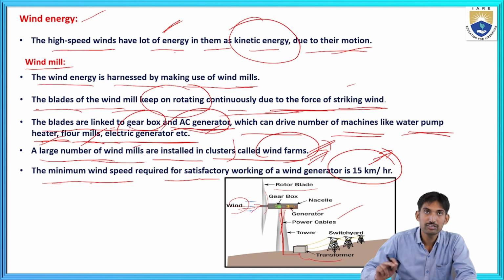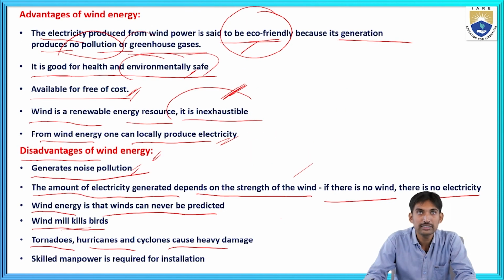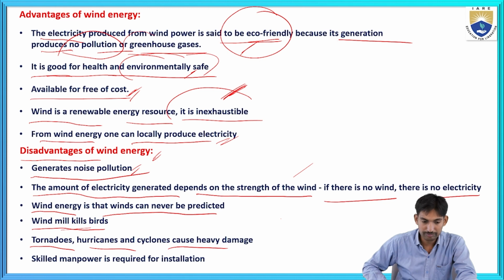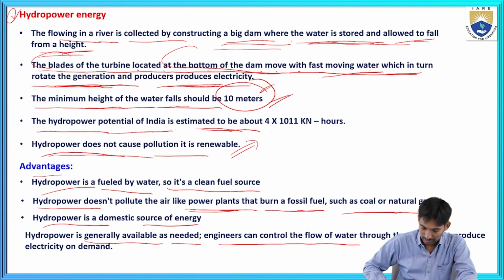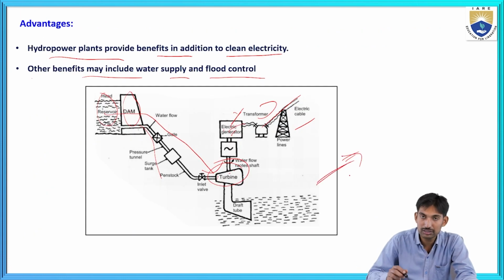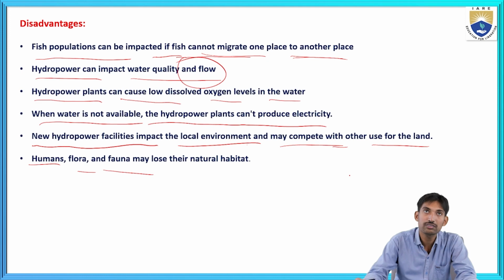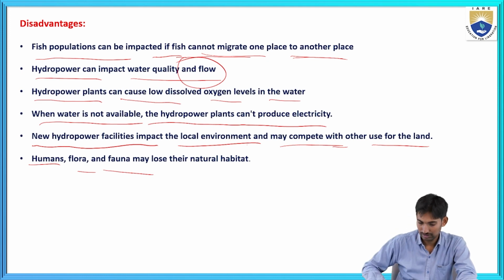Wind energy and windmill. We have discussed the advantages and disadvantages of wind energy, and the advantages and disadvantages of hydropower energy also. This is the diagram of the hydropower energy plant. Here we have discussed the hydropower plant disadvantages.